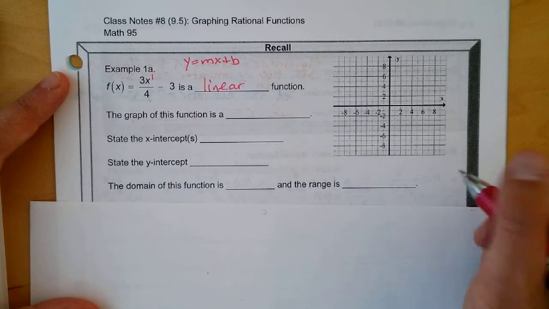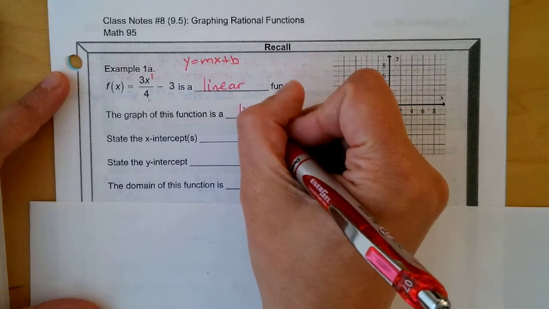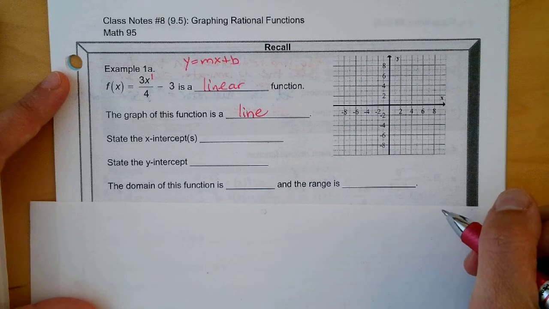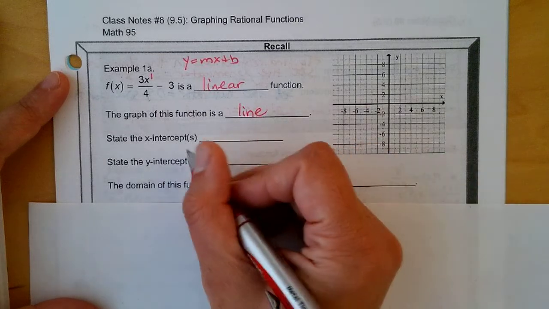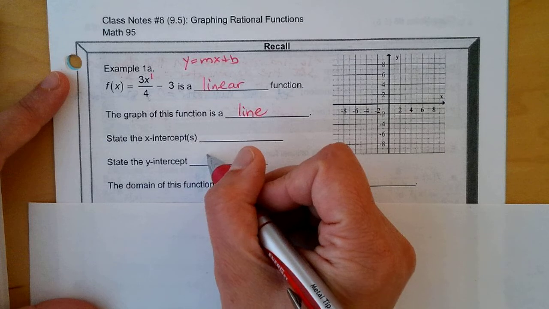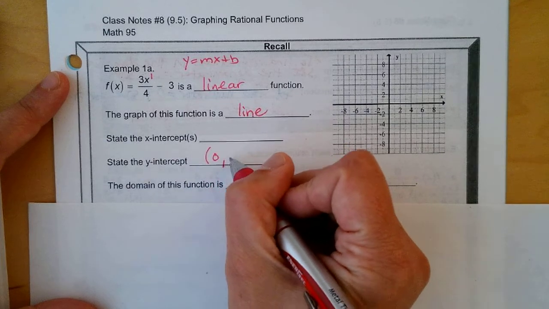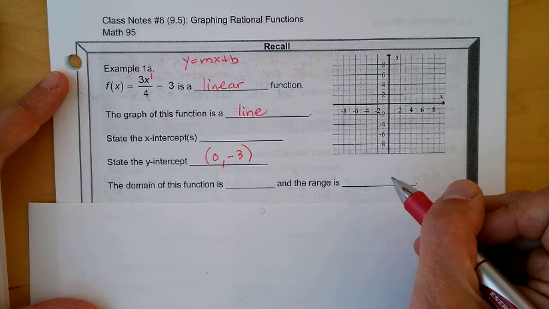If you graph a linear function, what's the graph going to look like? It's going to be a line, exactly. State the x-intercepts. So actually what's easier is to state the y-intercept. So let's skip this one for now. What's the y-intercept? Does anybody know? -3. You knew that right away. And I'm going to write it as an ordered pair, 0, -3.